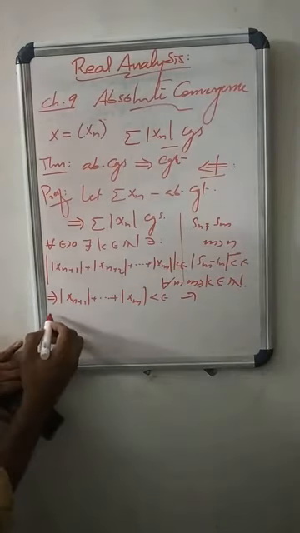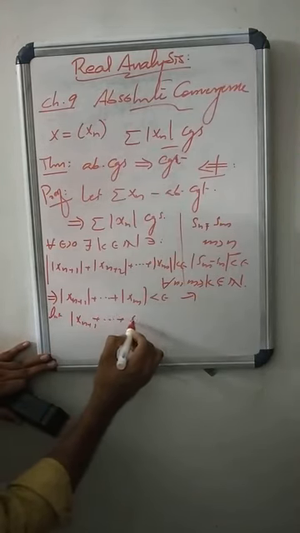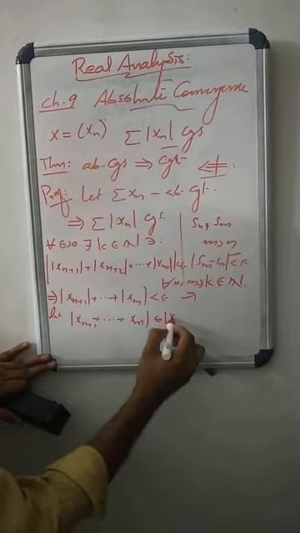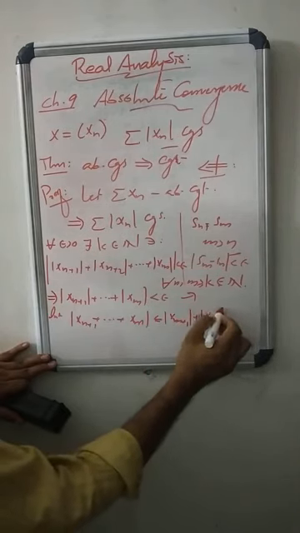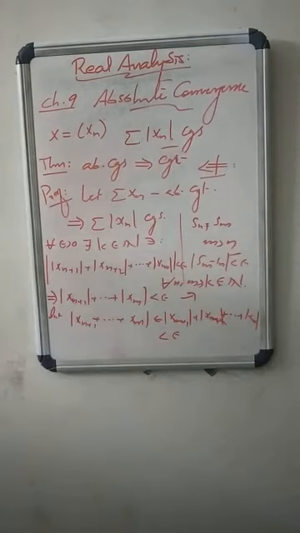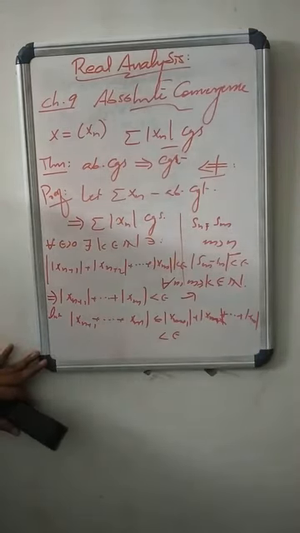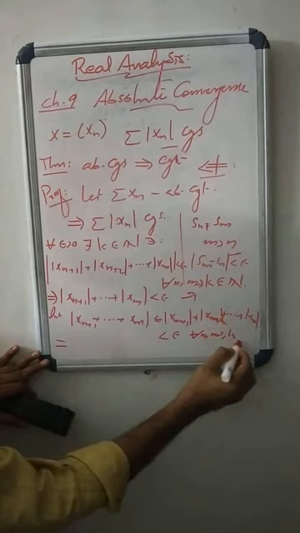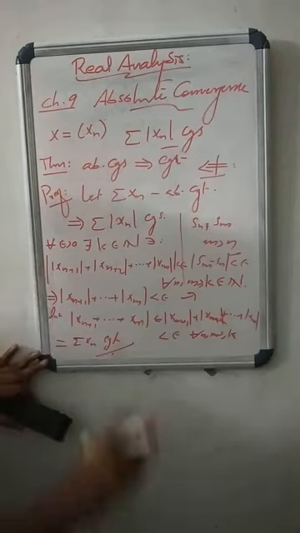But what about the modulus of (x_{n+1} plus etc. plus xm)? That is less than or equal to modulus of x_{n+1} plus modulus of x_{n+2} plus etc. plus modulus of xm, so it is strictly less than epsilon. That is true for every n, m greater than or equal to k. Then by Cauchy's criterion, sigma xn converges.